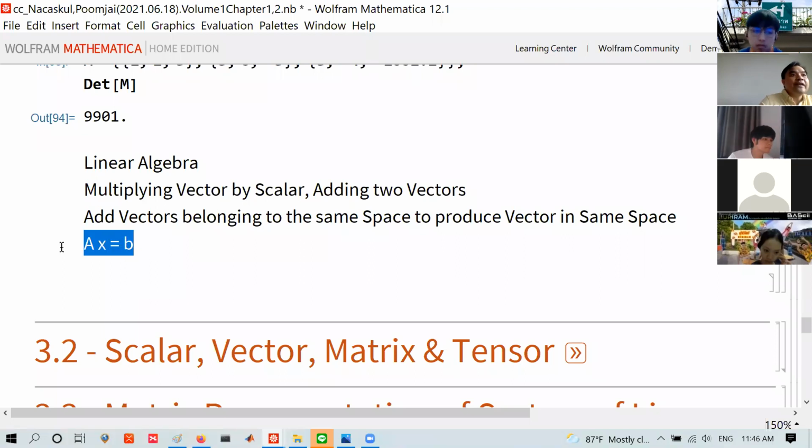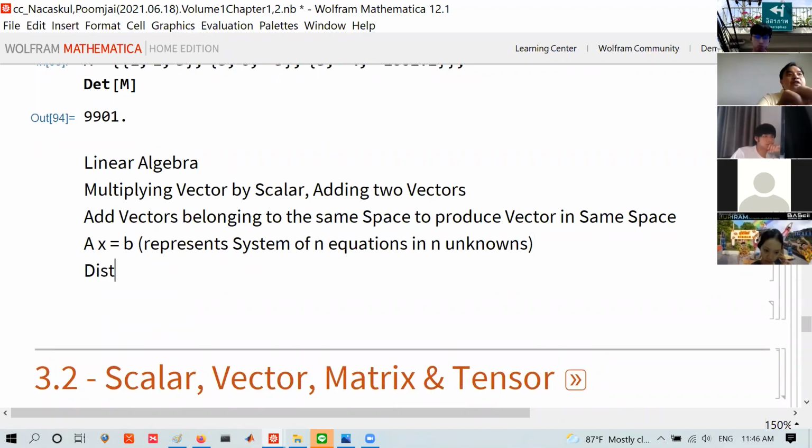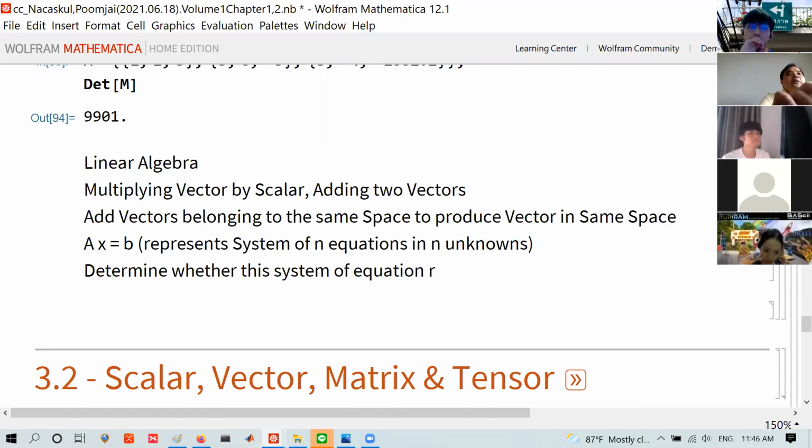Why do you do this? Because this represents a system of n equations in n unknowns, but now you know how to distinguish whether this system of equations produces a unique solution. Okay.